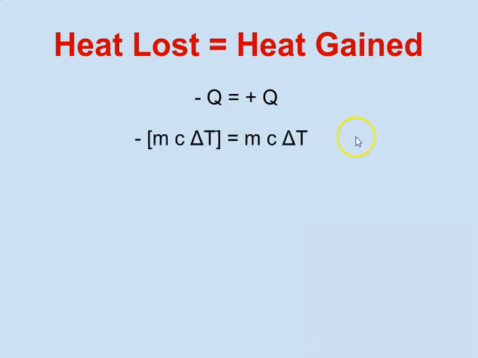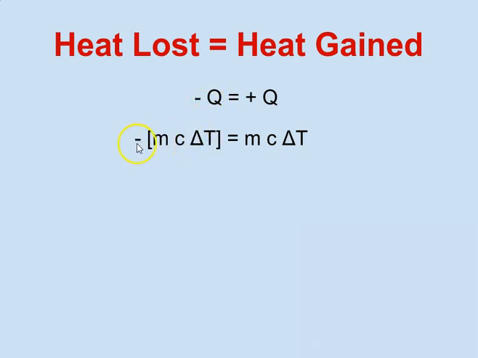So we have to substitute in MC delta T for both of those Q's, okay? Because all of these things we can measure. We can measure mass, we can look up C in a data table, and we can measure delta T pretty easily with a thermometer. This is the exact same equation as this. I've just subbed in MC delta T for Q because it's equal to Q.